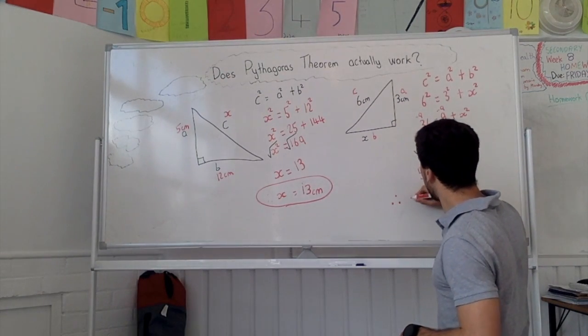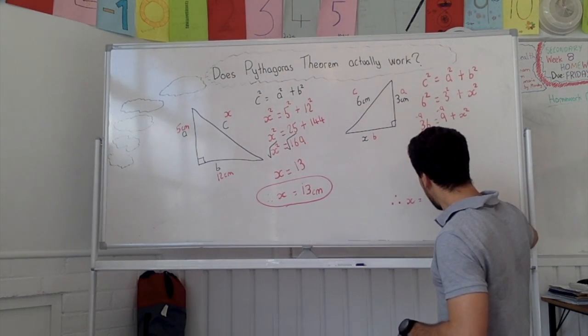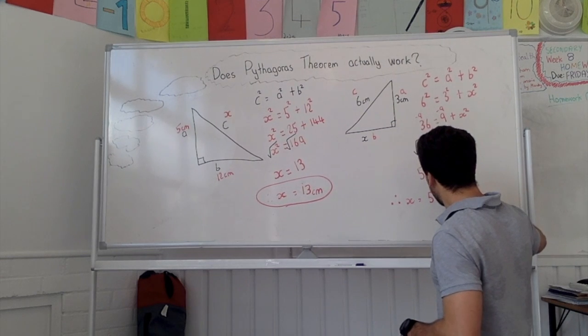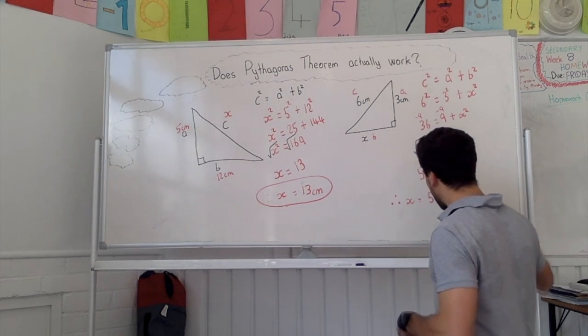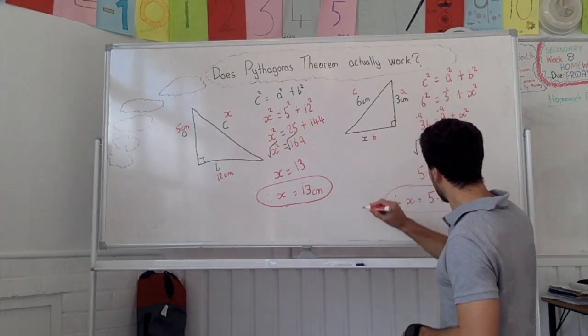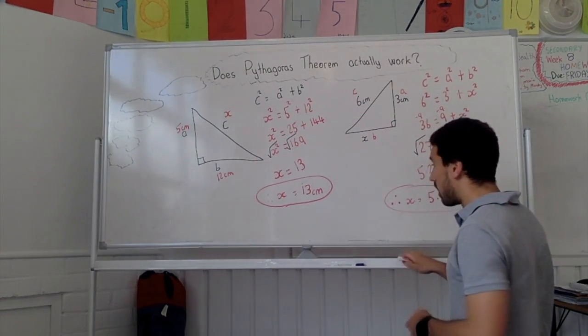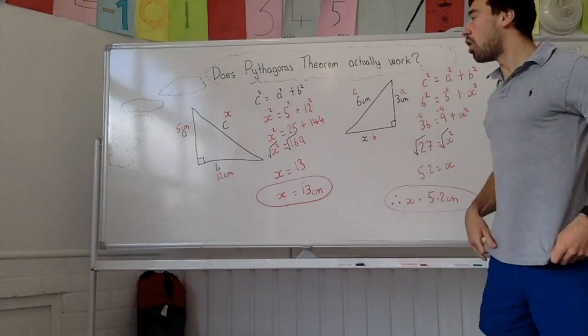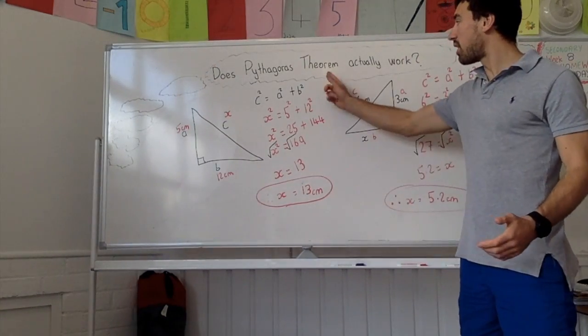Therefore, x equals 5.2 centimetres. And circle it there. So that is 2 examples of how you may use the Pythagoras Theorem.